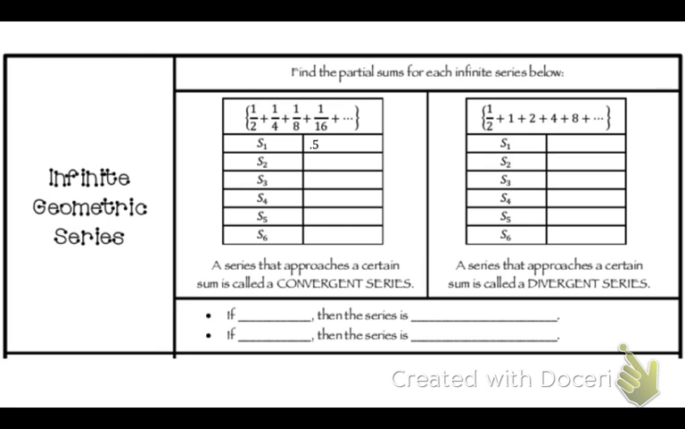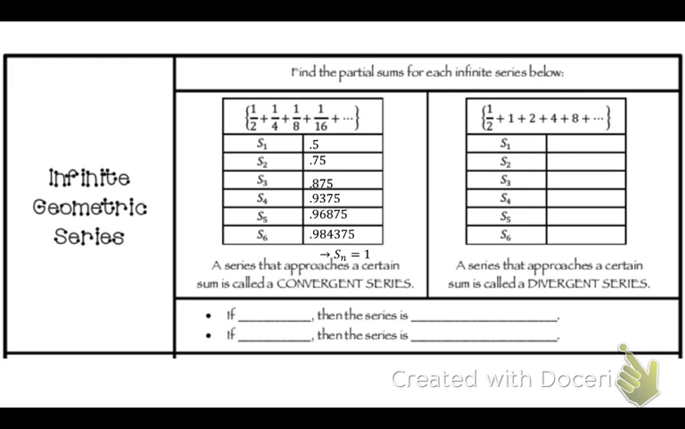That's the sum of the first term, which is just 0.5. S sub 2 is the sum of the first two, so 1/2 plus 1/4 is 0.75. Add an eighth, it's 0.875. Add a 16th, it's 0.9375. Add a 32nd, it's 0.96875. Add 1/64, it's 0.984375. This is getting closer and closer to 1, so that means it's convergent.